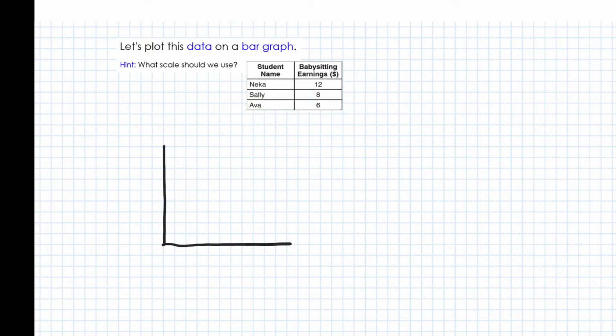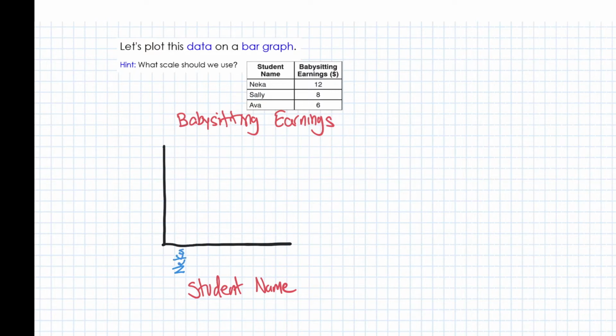So every graph is going to need a title. So the title is babysitting earnings. You need to label the bottom as well so we know what is at the bottom. So we have student names. So we have three student names here. We have Nika, and I'm going to just write it this way here. Nika. We have Sally. And we have Ava.